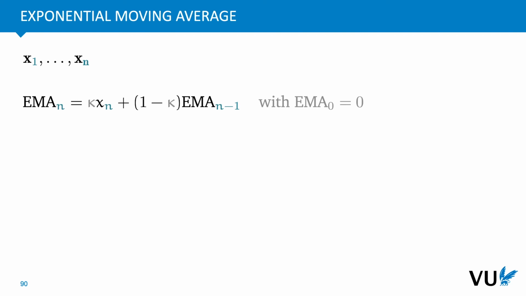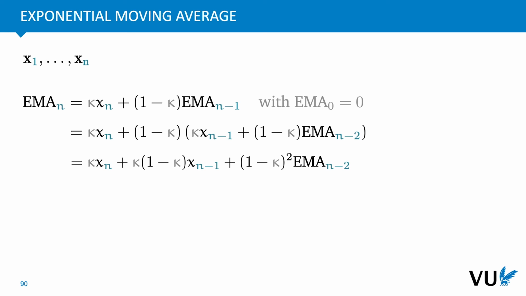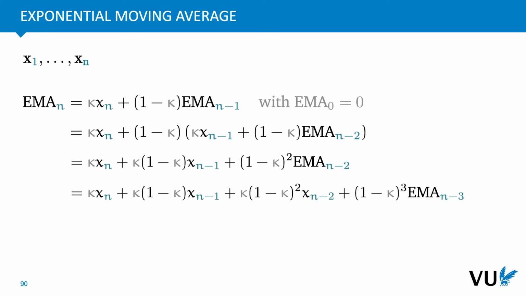And to see what it looks like for the whole sequence, we can simply unpack it one by one. We can fill in the definition for the exponential moving average of n minus 1, which looks like this. And if we take the 1 minus kappa inside the brackets, we get this. And this pattern repeats. As we extend the pattern, we see that every term has a multiplier kappa times 1 minus kappa to the power of how far back in history that term is.